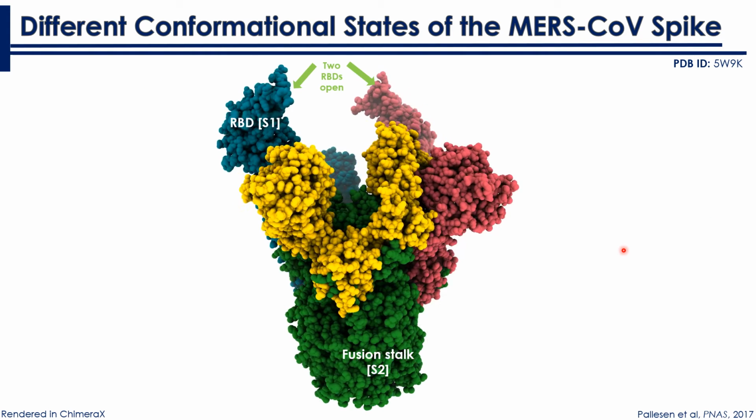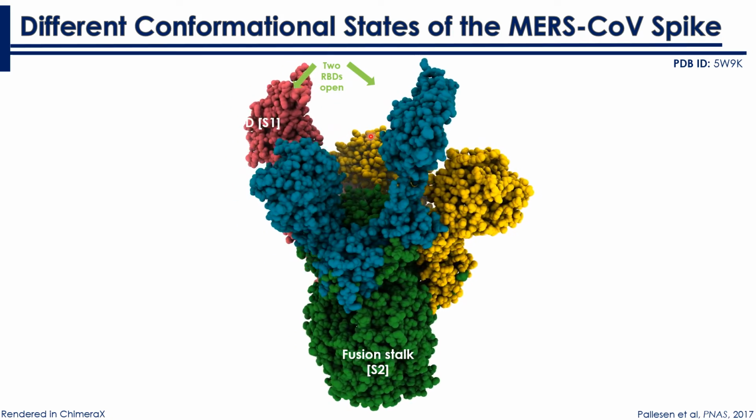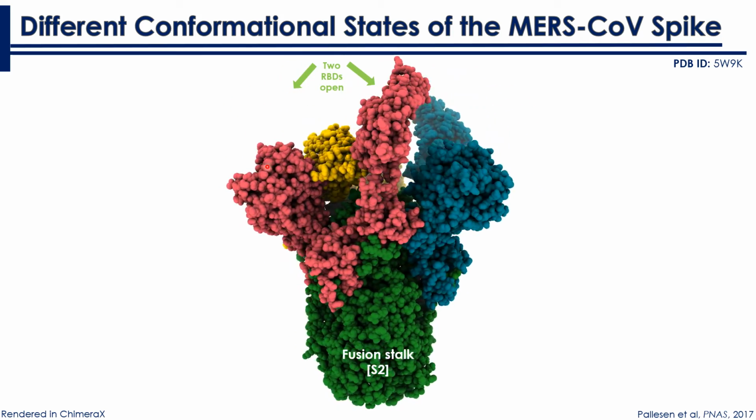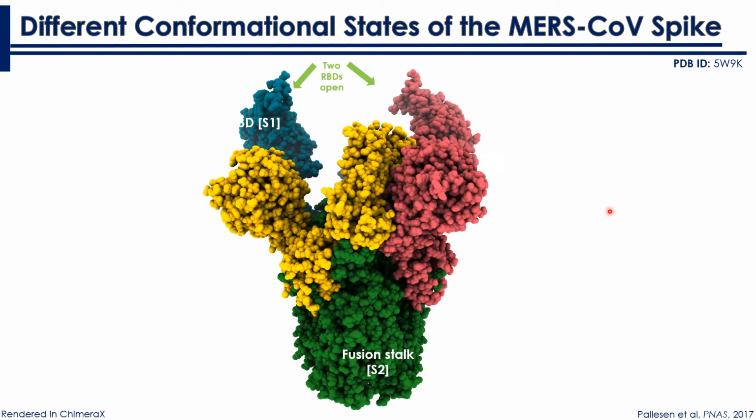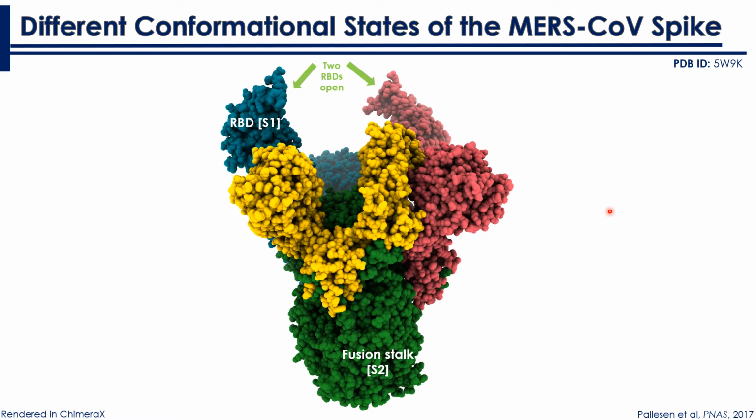In another structure, two of the RBDs are open and one RBD is closed. Now, these structures that you are seeing are actually cryo-EM snapshots. These can show the conformational state in which the spike glycoprotein is frozen, but these snapshots are not going to reveal the exact time-based dynamics of these conformational changes which are taking place.